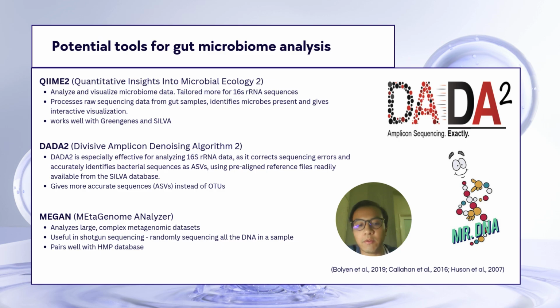ASVs basically take it a step further in accuracy. Lastly, we have MEGAN, which stands for Metagenome Analyzer. This tool is useful in analyzing large, complex metagenomic datasets. It's particularly useful in something called shotgun sequencing, which is randomly sequencing all the DNA in a sample. Due to its capability of analyzing large datasets, it pairs well with the HMP database.